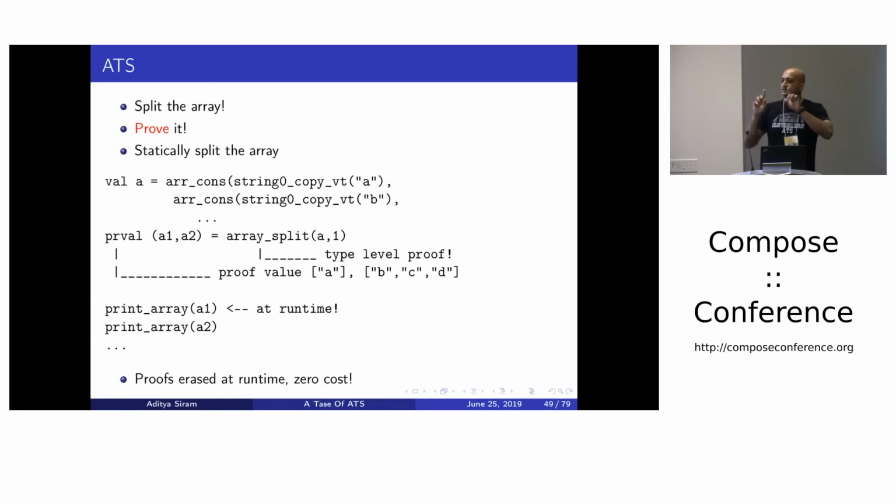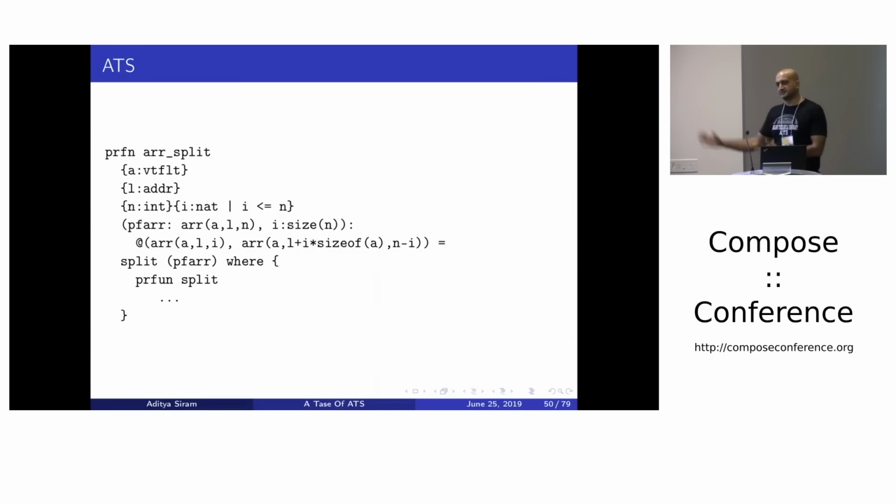So now you have a proof of, you've taken a proof of 1 array and split it into a proof of 2 arrays. And now you can pass that to whatever you want. So print A1 and A2 separately, you can do that at one time. And all of these proofs are erased. This is all just type level stuff. So you can pretty much imagine that the line starting with PR val and everything up to print array is just not available at runtime. It's just invisible.